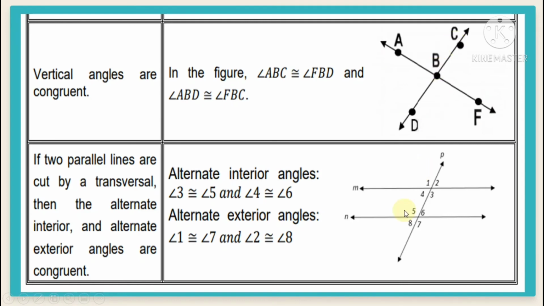If two parallel lines are cut by a transversal, then the alternate interior and alternate exterior angles are congruent. So, an example of alternate interior angles, angle 3. Therefore, angle 3 is congruent to angle 5, angle 4 is congruent to angle 6. Let us proceed to alternate exterior angles. So angle 1 is congruent to angle 7, angle 2 is congruent to angle 8.